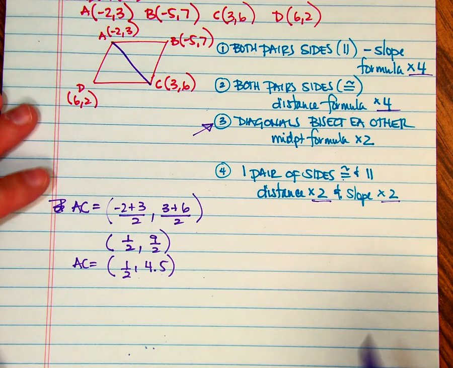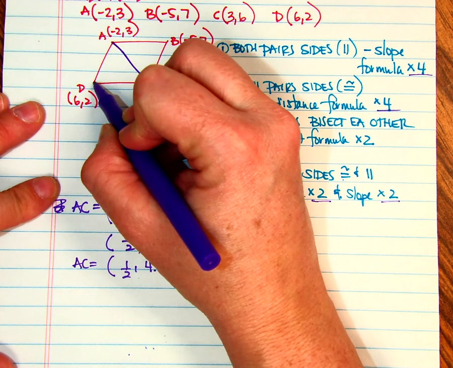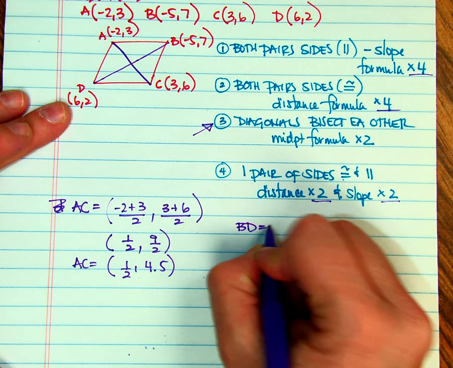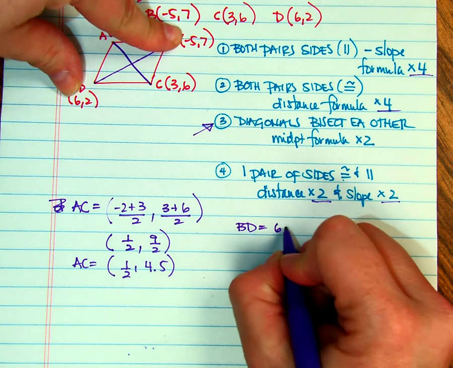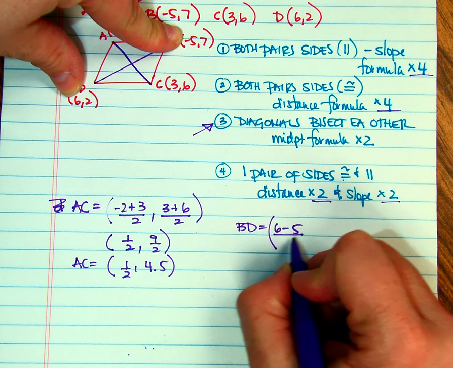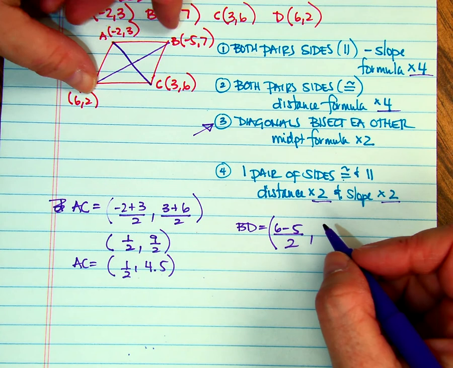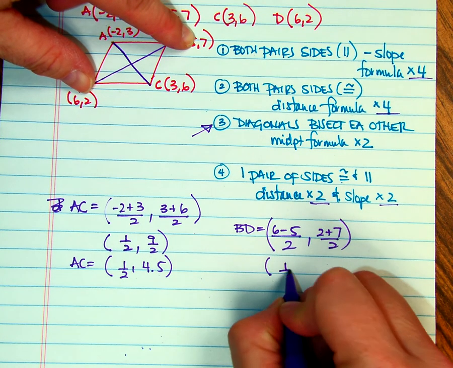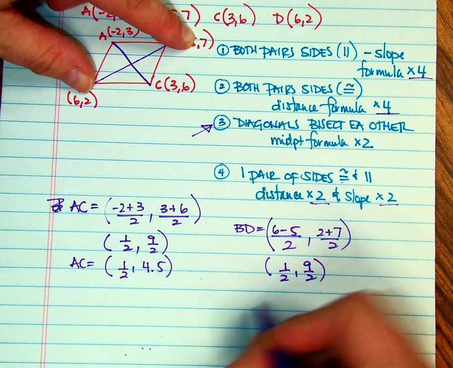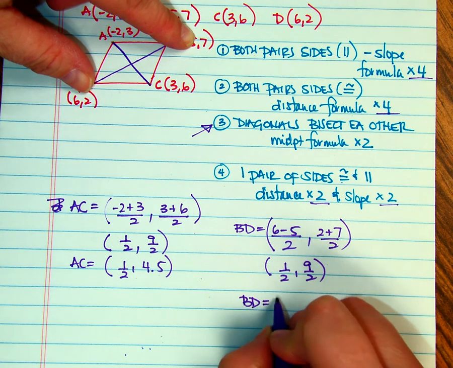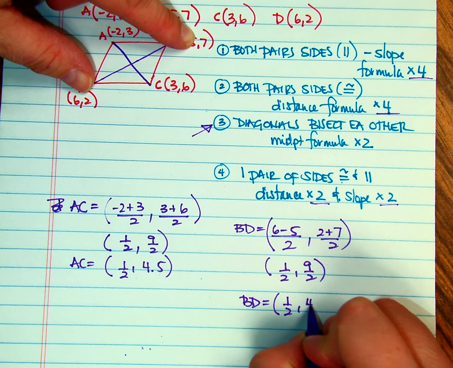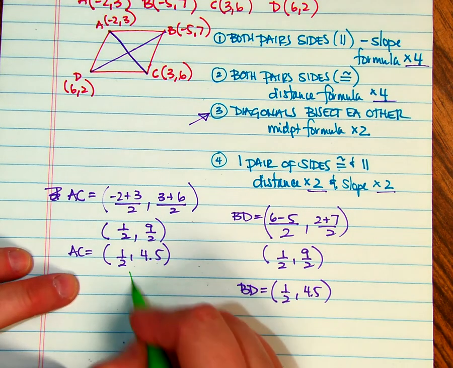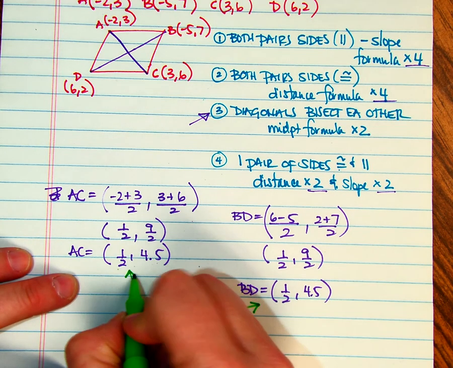Okay? Now I need to do my other diagonal, which is DB or BD. So I have (6 minus 5), remember this is a big ordered pair, divided by 2, and (2 plus 7) divided by 2 gives me 1/2. And there's my 9 halves again. So BD is also (1/2, 4.5). So your work is important, but don't forget how to explain this to your teacher.